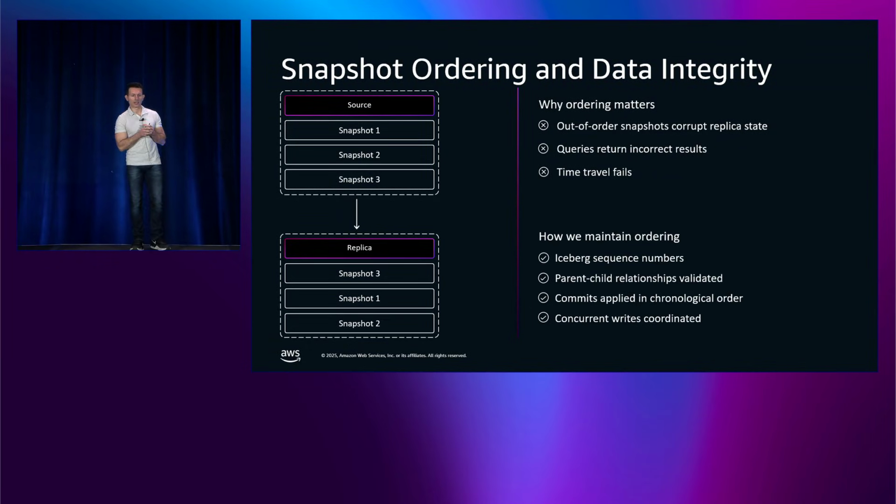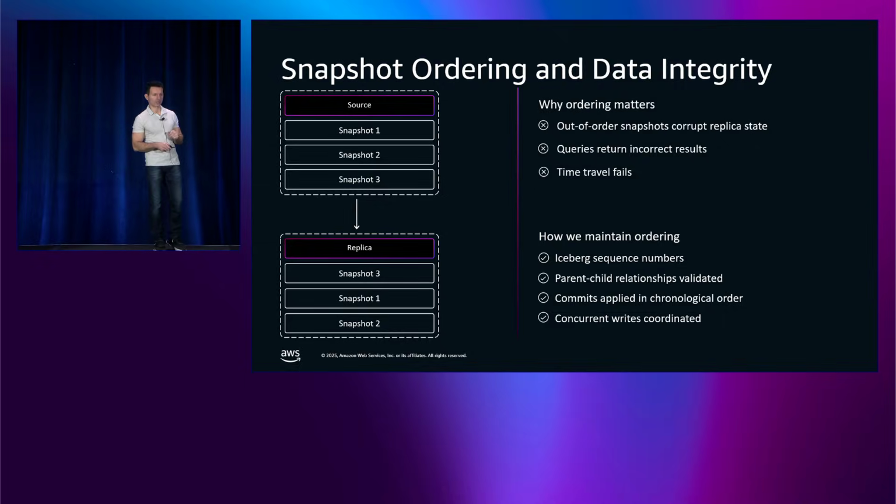So we base everything around sequence numbers. Every snapshot has its own unique sequence number, and they are monotonically increasing. So we validate the sequence numbers. We never commit a snapshot before its order to be committed. We validate and enforce the parent-child relationships for snapshots, and also commits to be committed in chronological order. And last, the bonus one, we coordinate concurrent writes. This is a slightly more interesting one because it is the topic of the next slide.